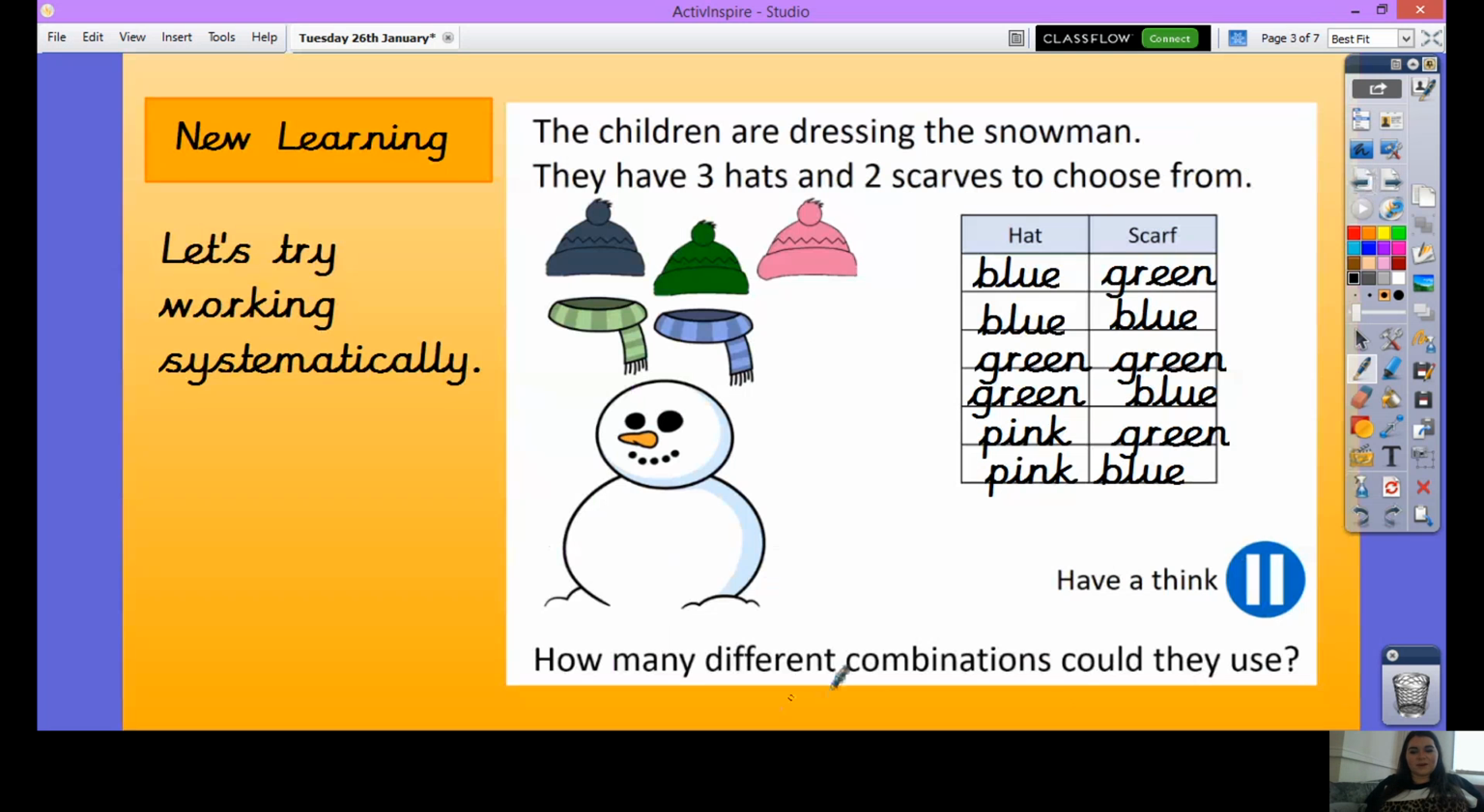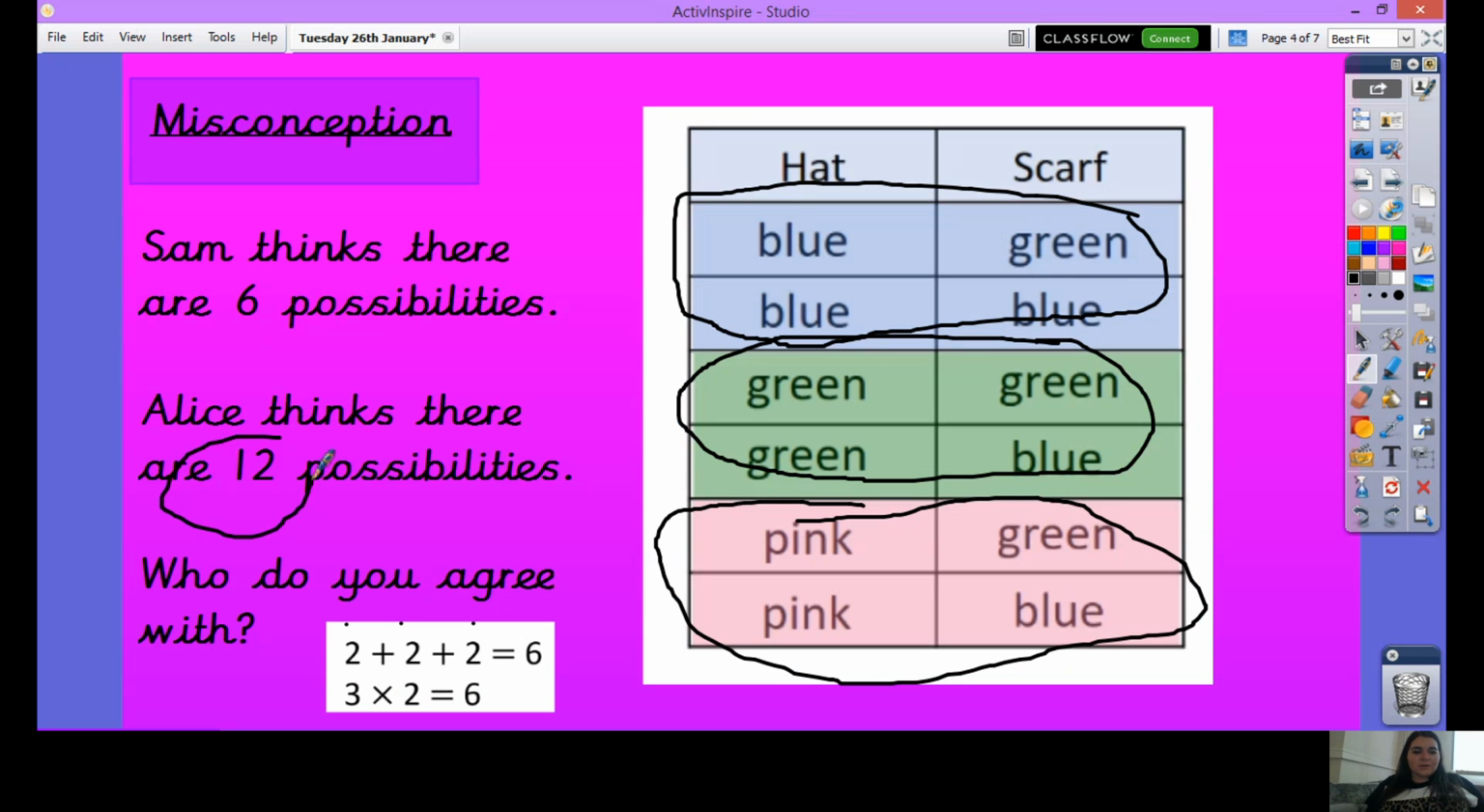So in answer to this question, how many different combinations? Well, there's 1, 2, 3, 4, 5, 6. 6 different combinations. Now, Alice thought that there were 12. Pause the video. Why do you think she thought that?